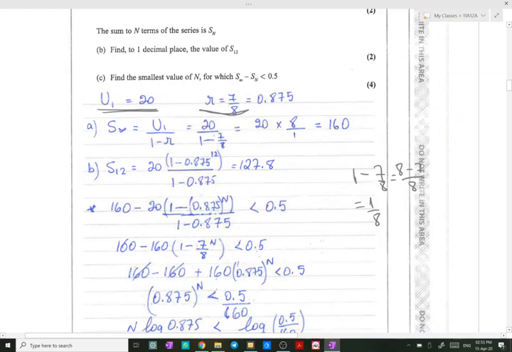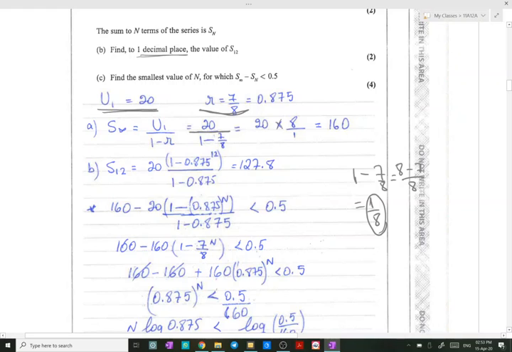But we already have a big division bar here, so you change this division bar into multiplication and you flip the 1/8 to get 8/1 in order for us to continue solving, which is equal to 160. In part B, the sum of n terms of the series is Sn. Find to one decimal place the value of S12.